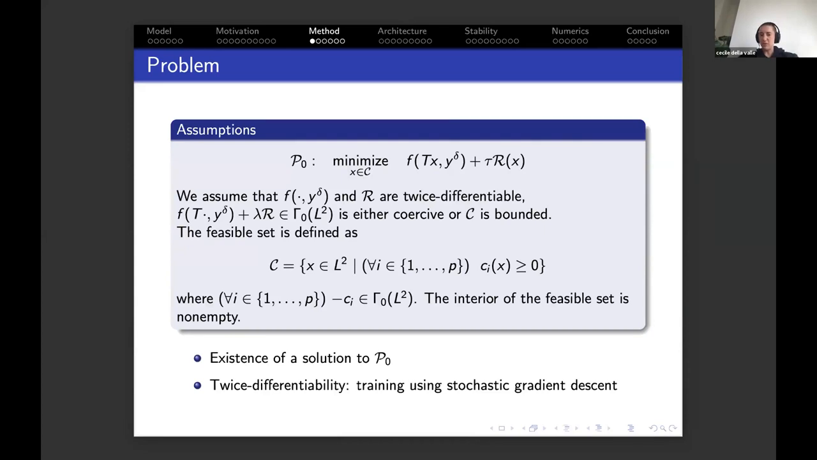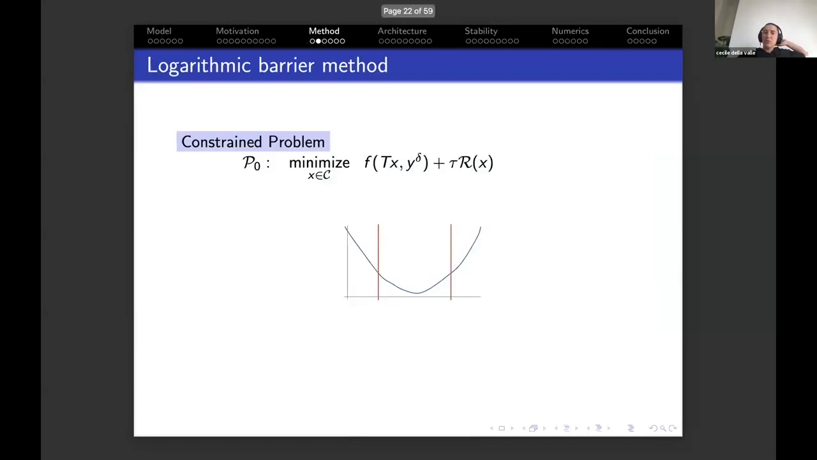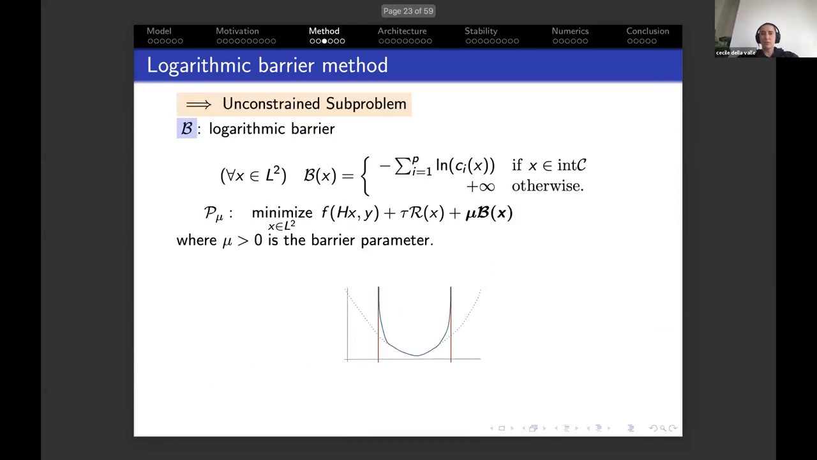The twice differentiability is important because in training we're using stochastic gradient descent, and that is a good property. Okay, so now my constrained problem. If I imagine that I have a feasible set in between those two lines, and this is my function, what I say is that with the projected gradient descent, the projection is not twice differentiable, and we have vanishing gradient issues during training. That is why we prefer to solve an unconstrained subproblem.